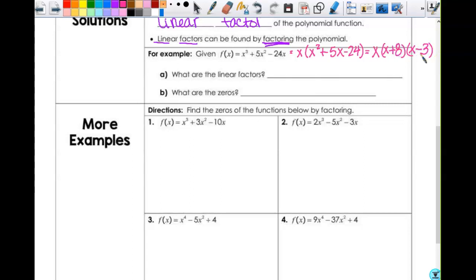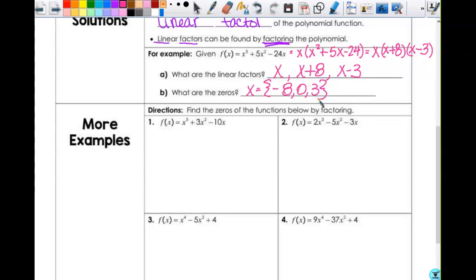Okay, so that's my factored form there, right? But it asks me what are the linear factors. Well, those 3 things I have over there are my linear factors, because each one of them would represent a line if I graphed it. So my linear factors are x, X plus 8, and x minus 3. Those are my 3 linear factors. So then my zeros, I want to put them in there from least to greatest. It's going to be -8, 0, and 3.